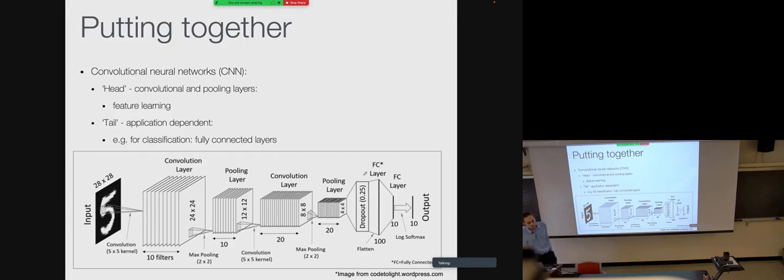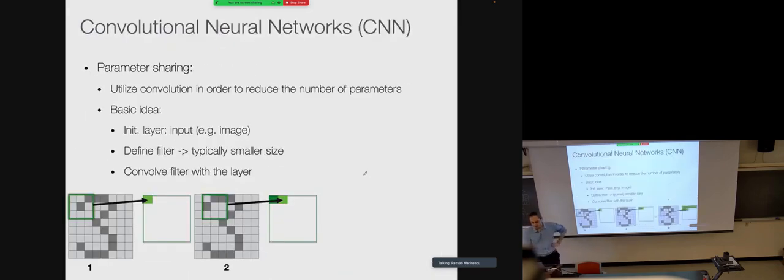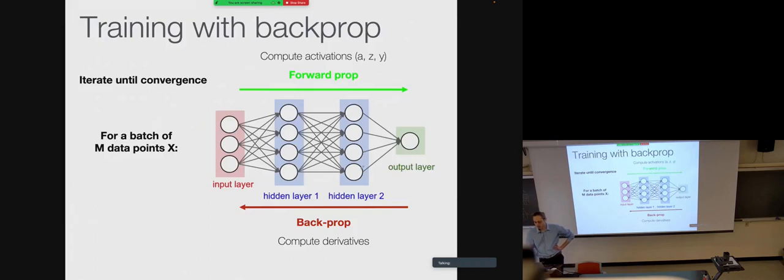What is dropout? Dropout is when you take your network. Let's think of the fully connected one, not the convolutional one. You randomly drop out edges. So dropout 0.25 is randomly dropping out 25%. Exactly. That's what it means.